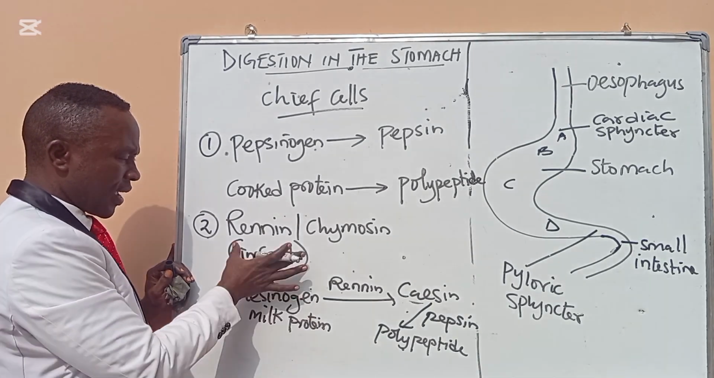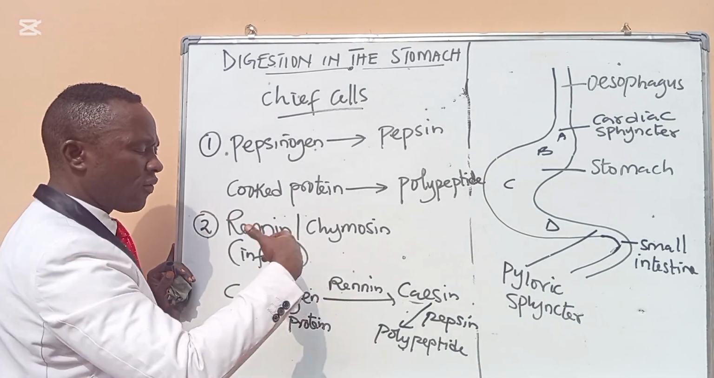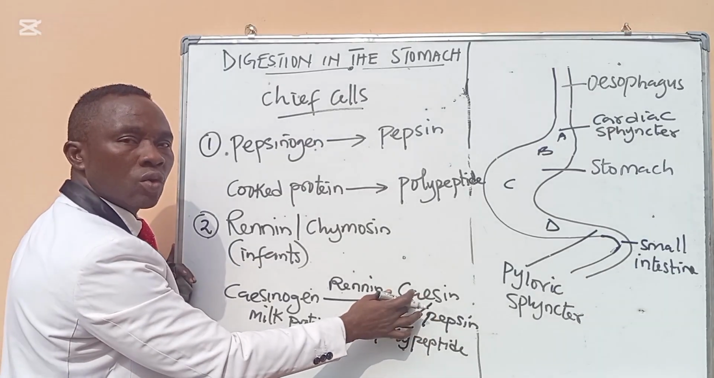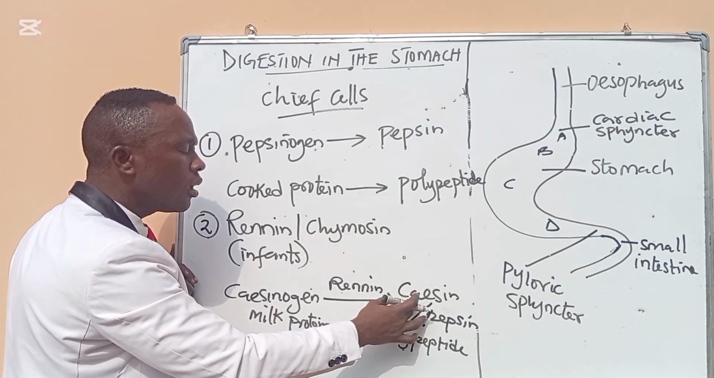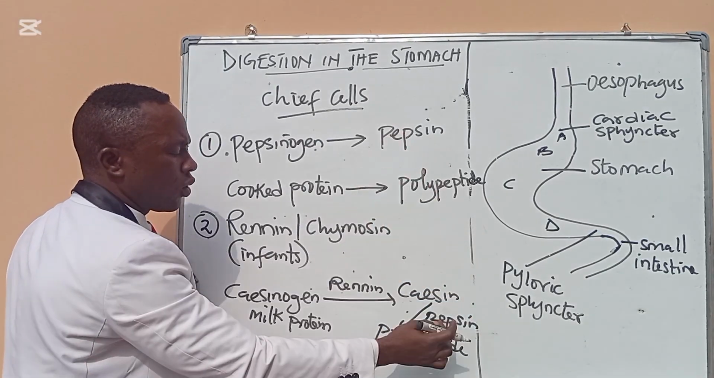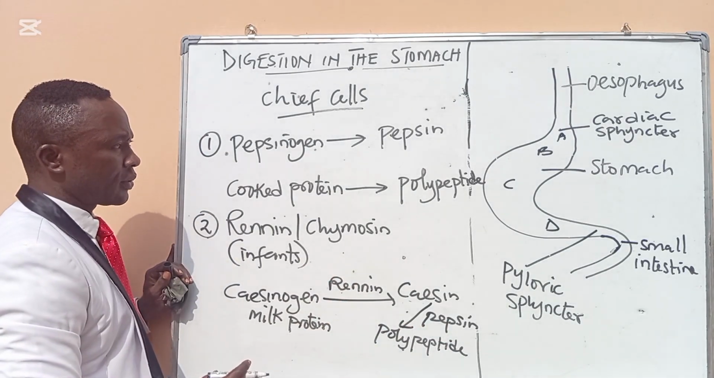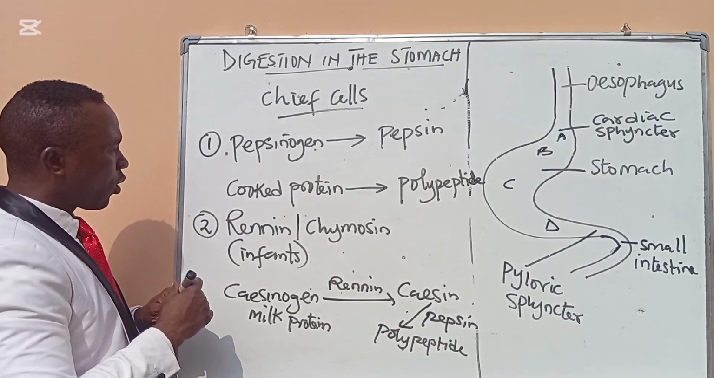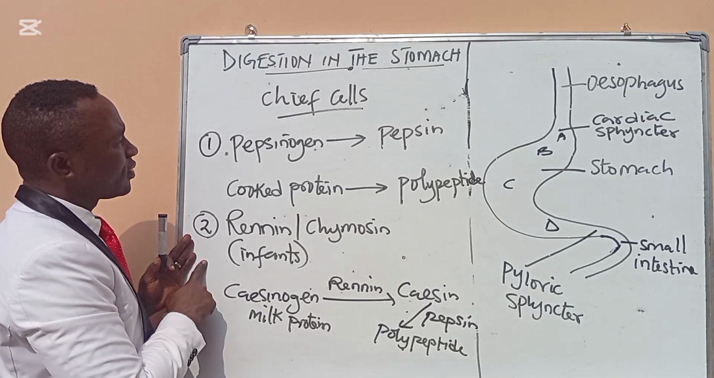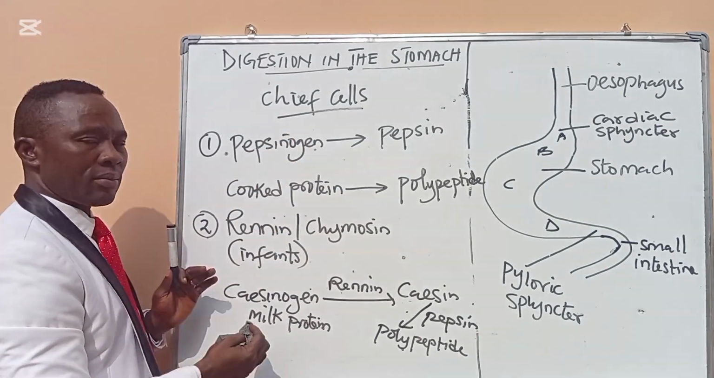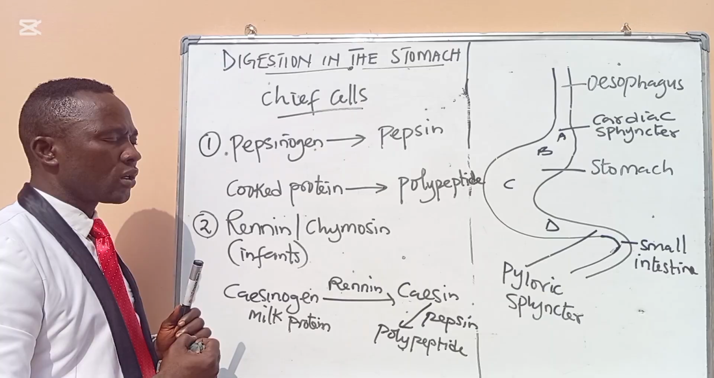So renin curdles it. Renin converts it to insoluble casein. Then that casein can now be acted on by what? Pepsin, to be converted to what? Polypeptide. So that is the second secretion of the chief cells. Remember, chief cells, they secrete what?